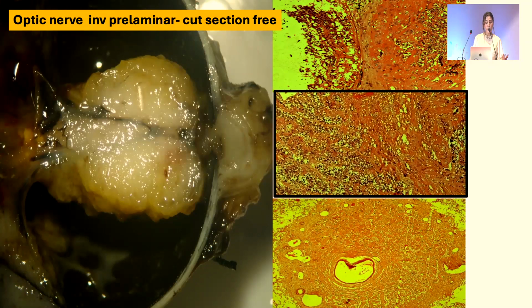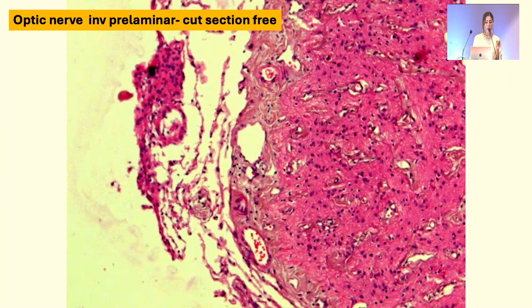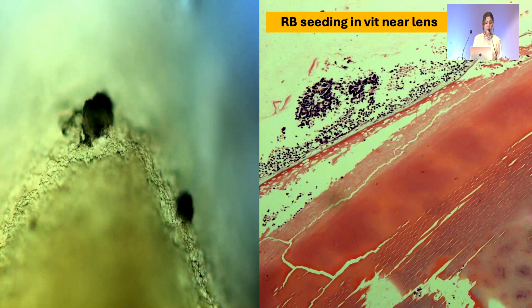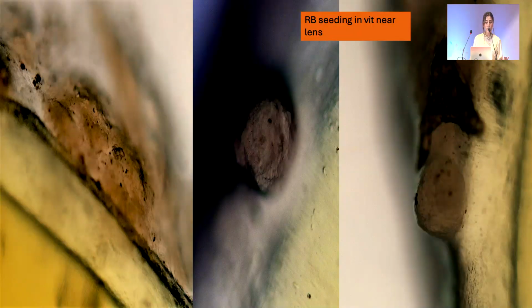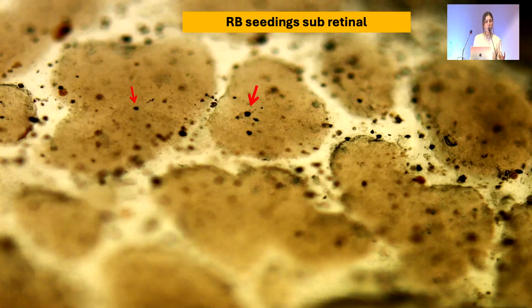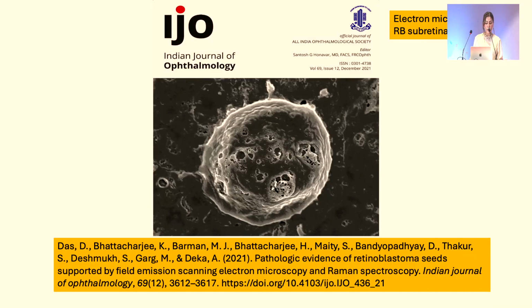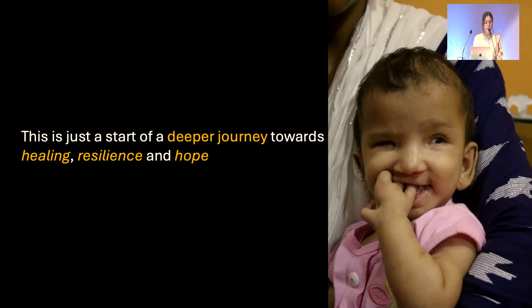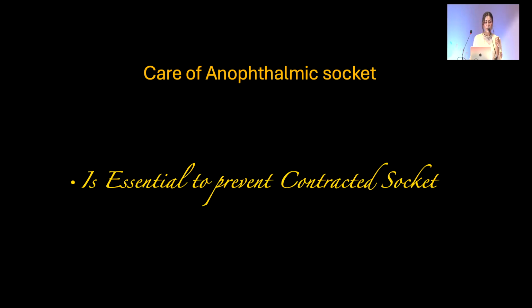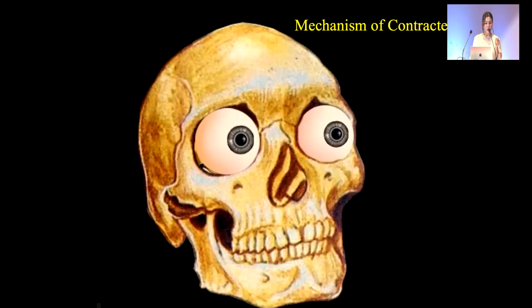The optic nerve examination is very important, and they should specifically mention to us whether the cut end of the optic nerve is involved, and also if they can see any seeds in the specimen, whether the seeds are in the subretinal space or in the vitreous cavity. It really helps us to know how to go ahead in salvaging the life of these children. And these are some of the seeds, the RBCs that you can see, and this is what we have also reported in the Indian Journal of Ophthalmology, where we had done an electron microscopy. So once enucleation has been done, the next step is the care of the anophthalmic socket, which is very essential for preventing the contracted socket.